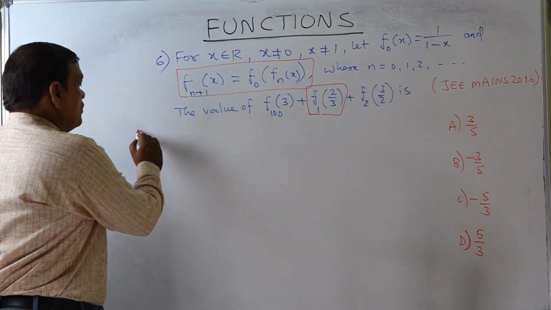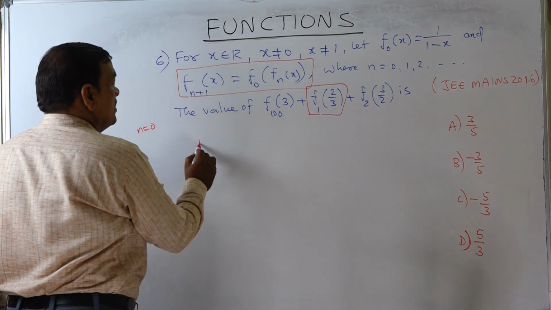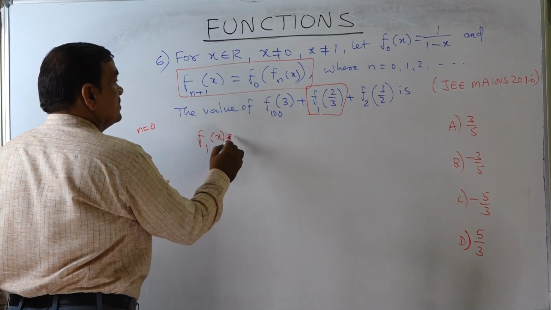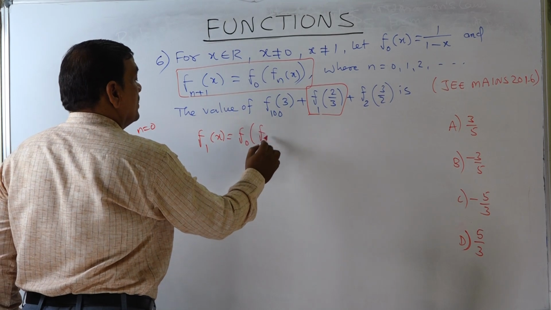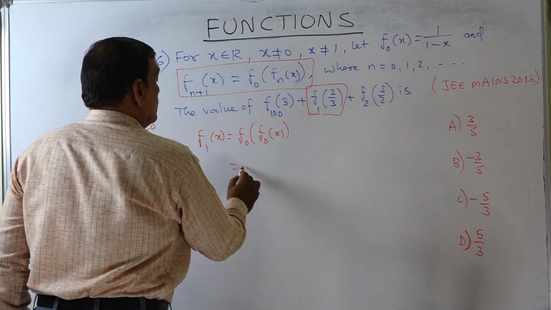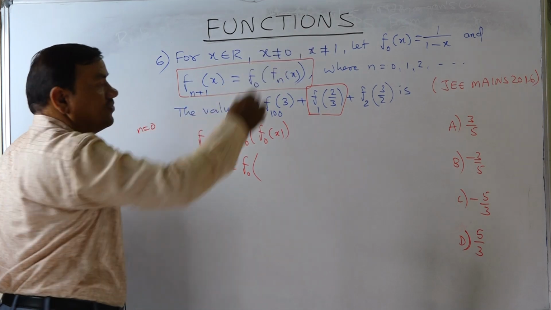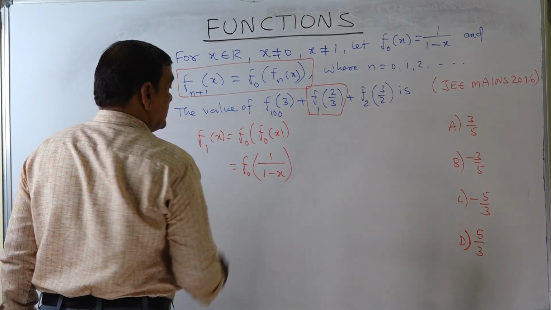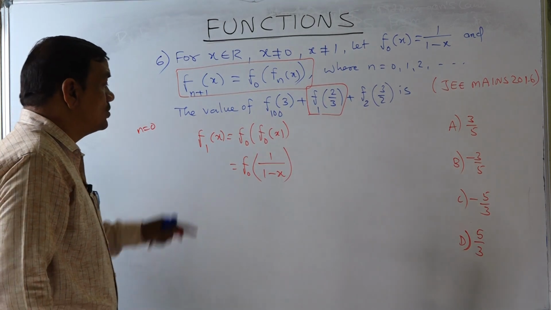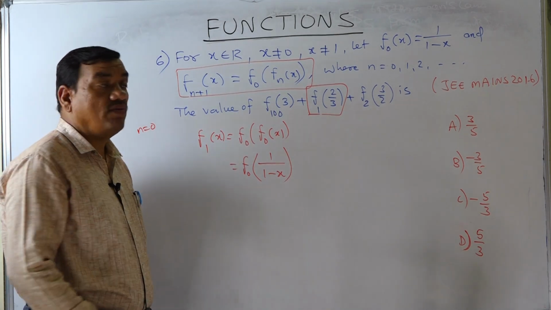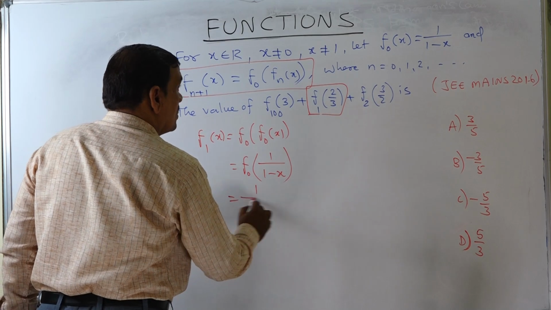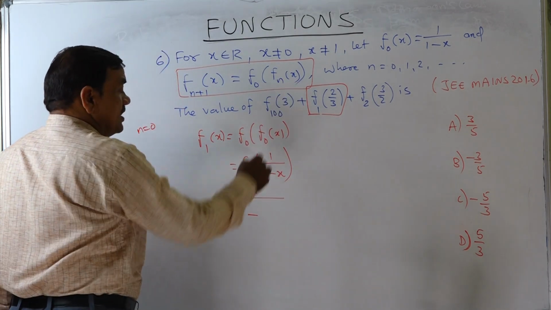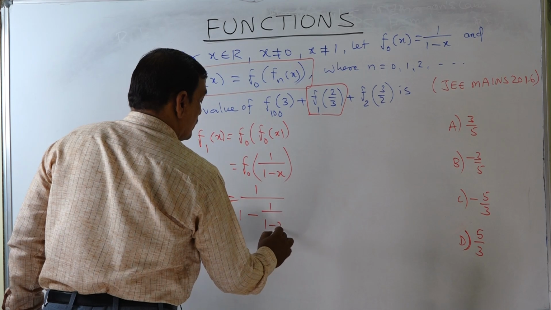If we put n equal to 0, what will you get? f1 of x is equal to f naught of x. This f naught of x is given as 1 upon 1 minus x. So what is f naught of 1 by 1 minus x? This is equal to 1 upon 1 minus, in place of x we will put the expression.